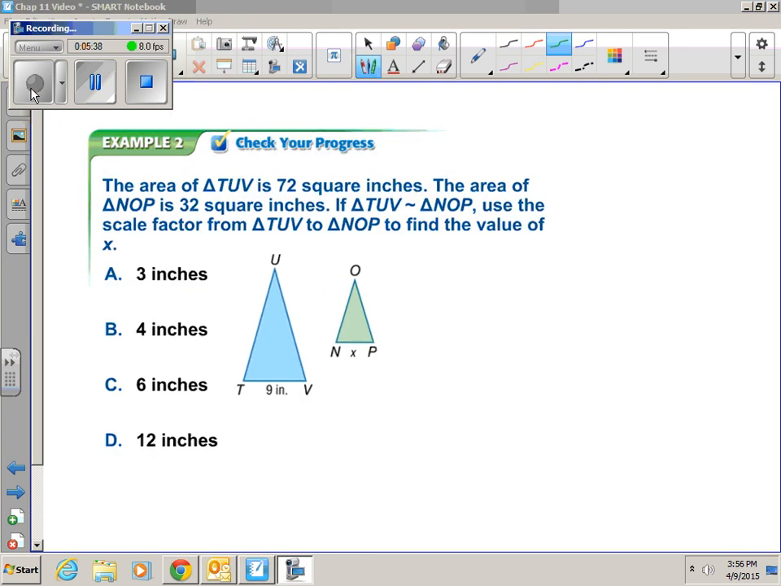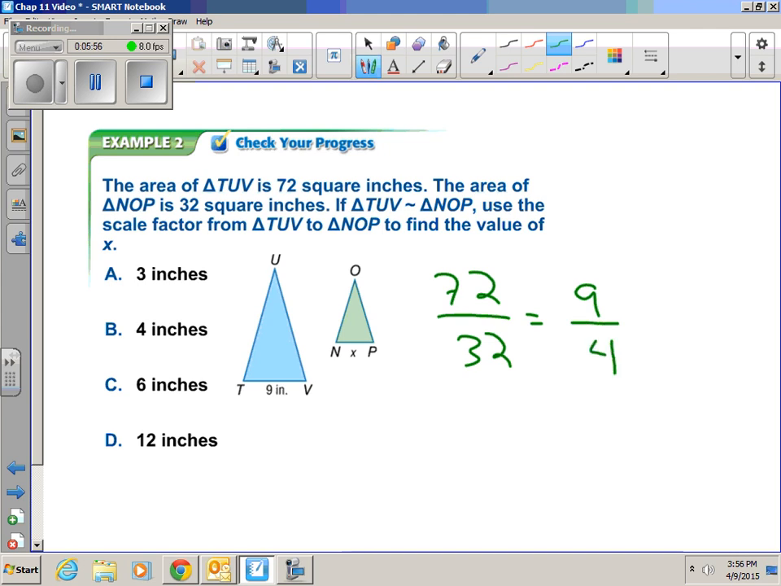All right, let's try this next one. The ratio of the area of PUV to NOP is 72 to 32. That, of course, can be reduced. We can divide both by 8. So this is equal to 9 to 4. The ratio of their areas is 9 to 4.